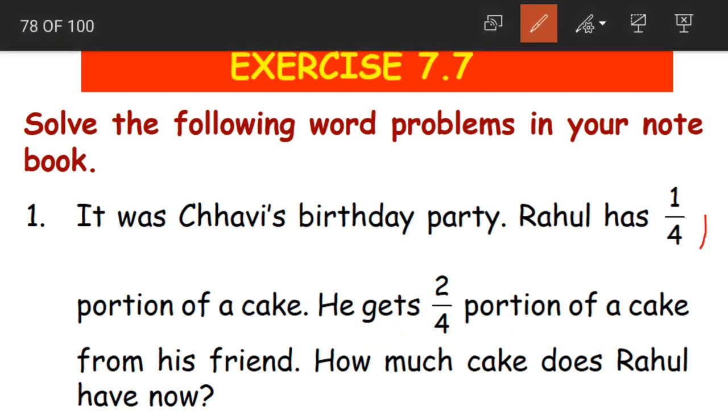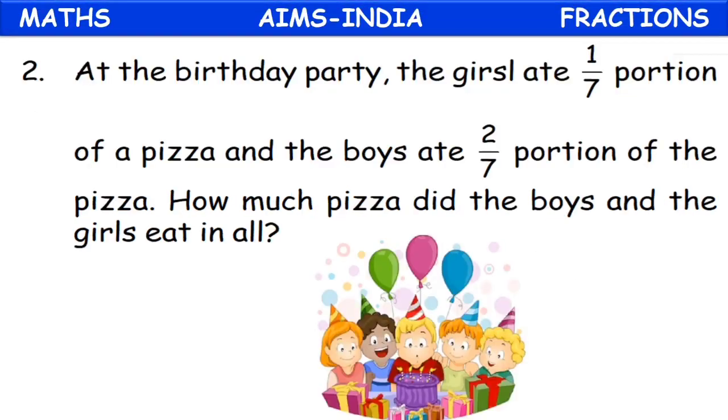So in this birthday party, Rahul had 1 by 4 portion of the cake, and then his friend also gives him another 2 by 4 portion of the cake. Now what will be the total portion of the cake that he has? Yes, we need to add these two. When we add 1 by 4 and 2 by 4 together, we will find out how much cake does Rahul have now. Next, question 2.